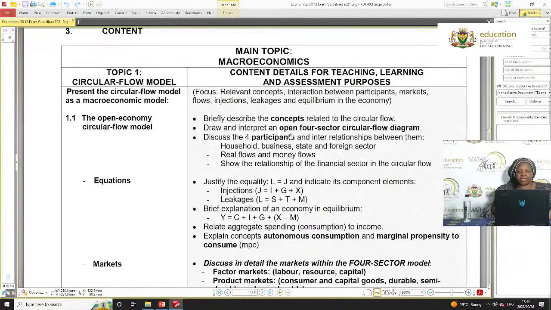Say, draw and interpret an open four-sector circular flow diagram. What do you mean by a four-sector model? It means you must have all your three participants, your household, your business, your government. Because it's a four-sector model, you must also now include your foreign sector. So if you can tick that, you go to your participants, discuss the four participants and their relationship. You go to justifying the equality, that is, the leakages equal the injections. So you go on ticking.